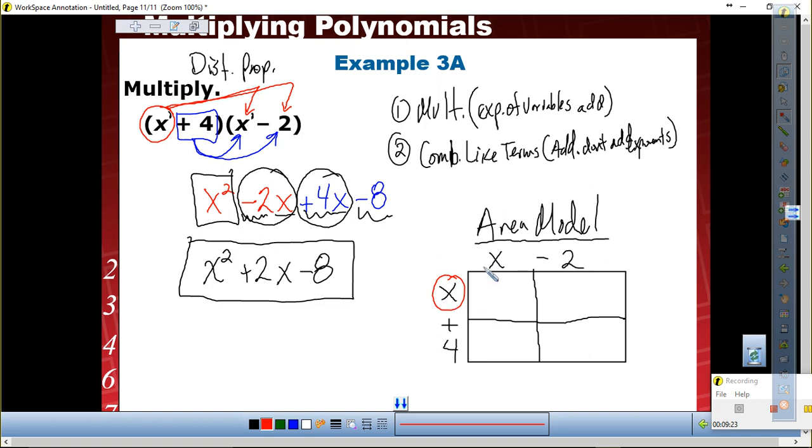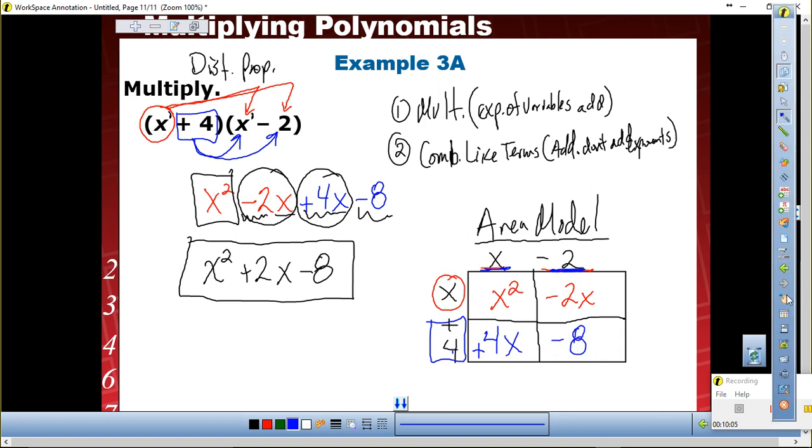So check this out. What is X times X? This one is an X squared. What is X times negative 2? Negative 2X. So we're done with these two because of this one, right? So now we move down to these two because of the 4. So I'm going to box the 4 with blue. So what is 4 times X? 4X, and it's a positive. What is 4 times negative 2 again? Negative 8.